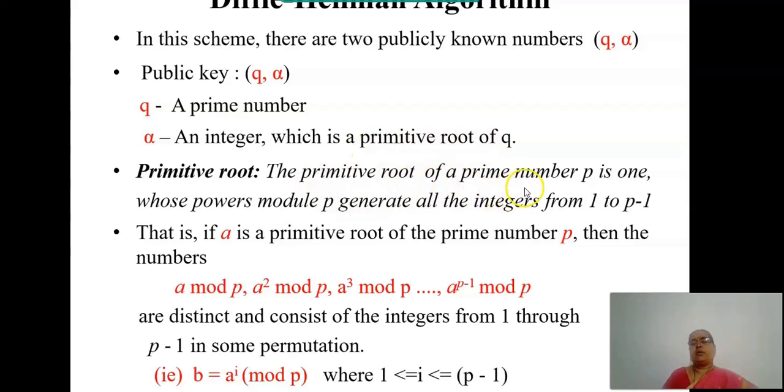The primitive root of a number P is one whose powers modulo P generate all integers from 1 to P minus 1. That is, A may be considered a primitive root if A power 1 mod P, A power 2 mod P, A power 3 mod P, each term will give you a unique value in the range 1 to P minus 1, in some permutation. In that situation, A will be considered a primitive root. So for each value, you will have one integer called B, and B ranges from 1 to P minus 1.